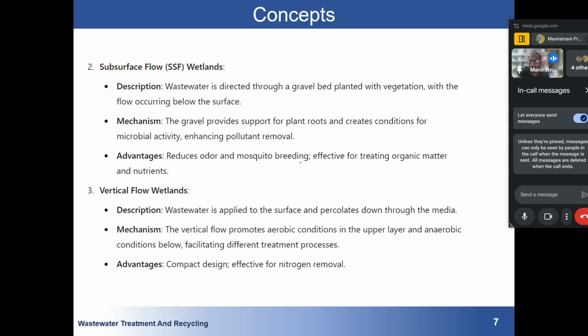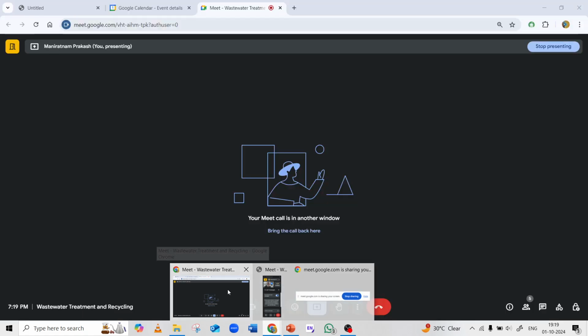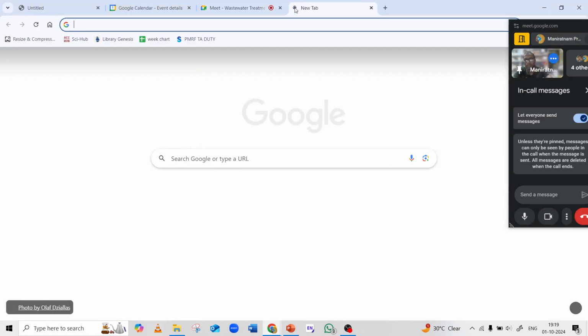I will just show you one picture. I have not included any picture showing how these wetlands look.